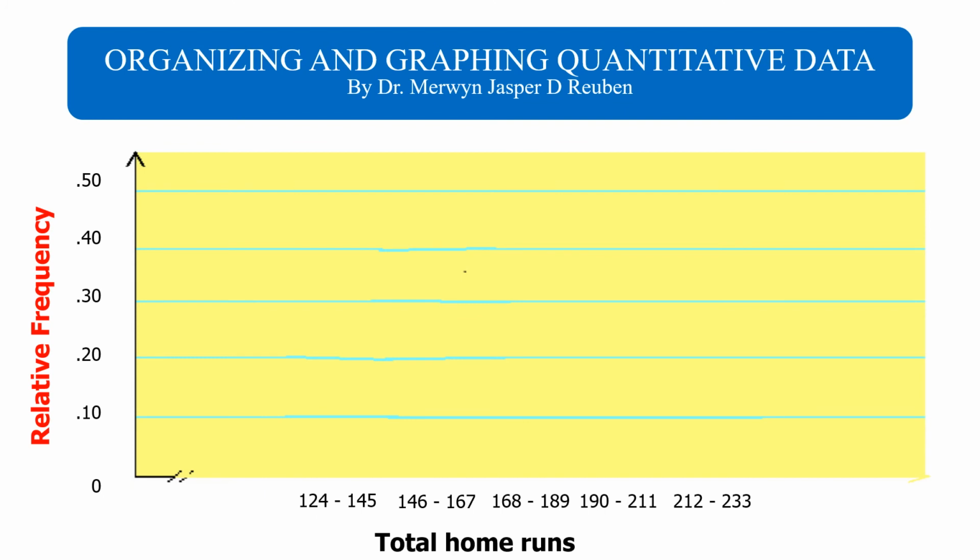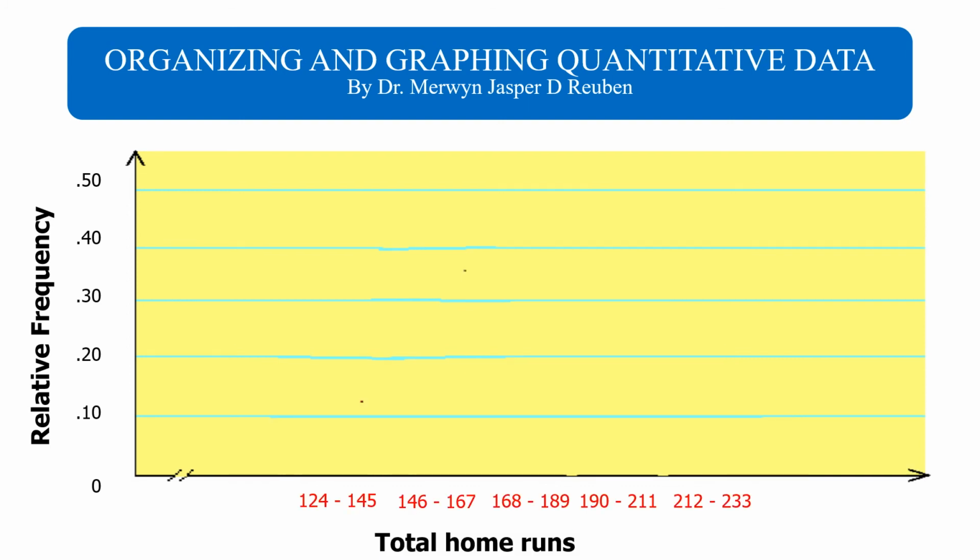Here trying to make a histogram for the relative frequencies. So in the y-axis I take the relative frequencies. In the x-axis I write the total home runs, which is the variable. So the x-axis classes are marked 124 to 145, 146 to 167, 168 to 189, 190 to 211 and 212 to 233. Here the next value starts at the end of the first class value. So it is all written continuously.